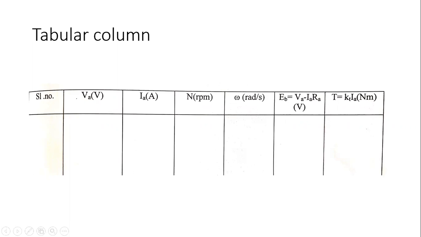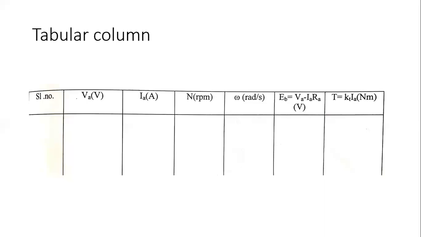So after the conduction of the experiment, that is, after varying the different load conditions and noting down the corresponding values of VA, IA, speed in RPM and speed in radian per second, we next have to go on to the calculation part of finding the back EMF and finding the corresponding torque.